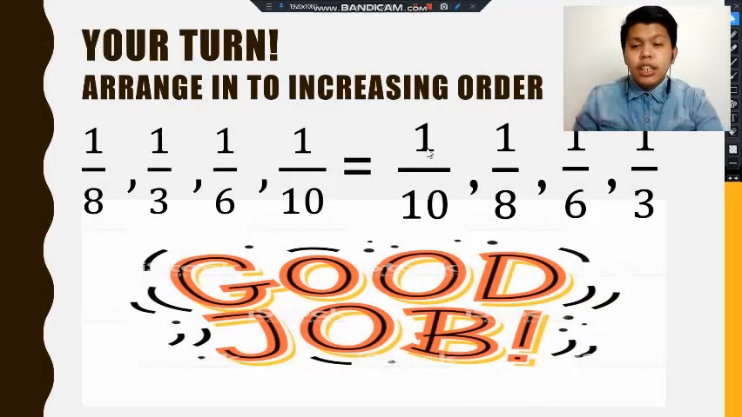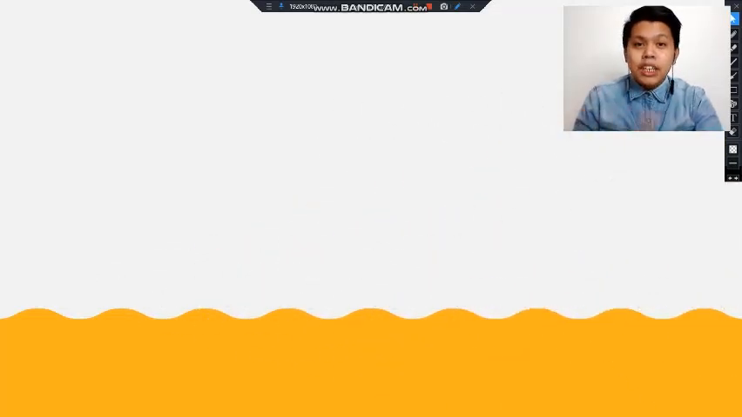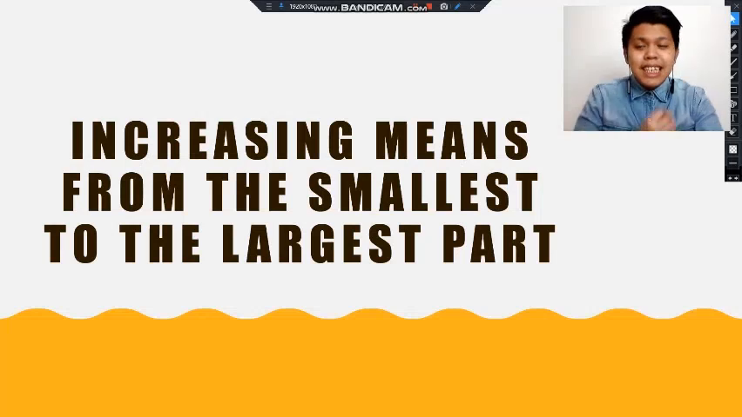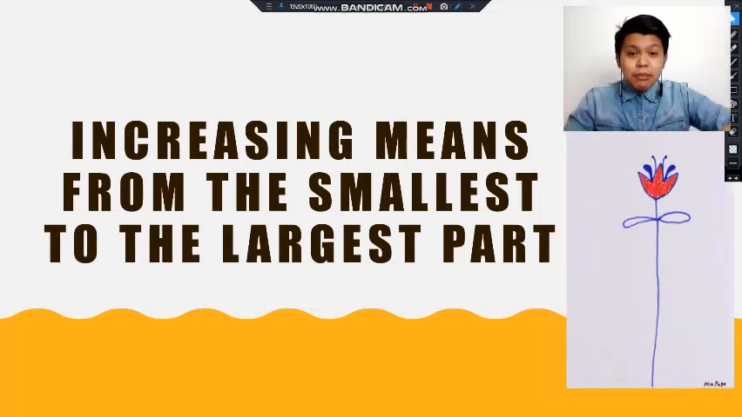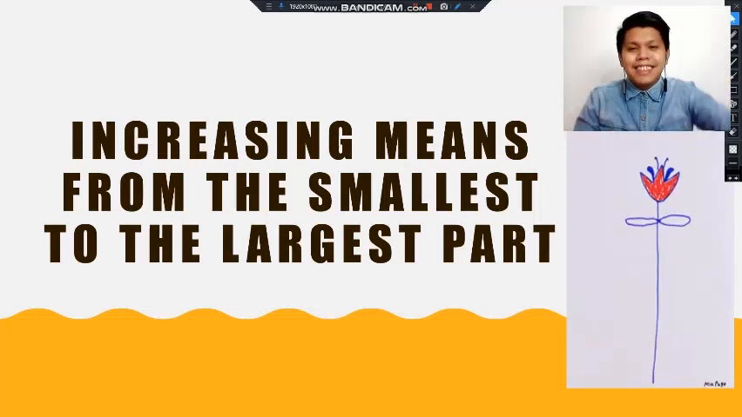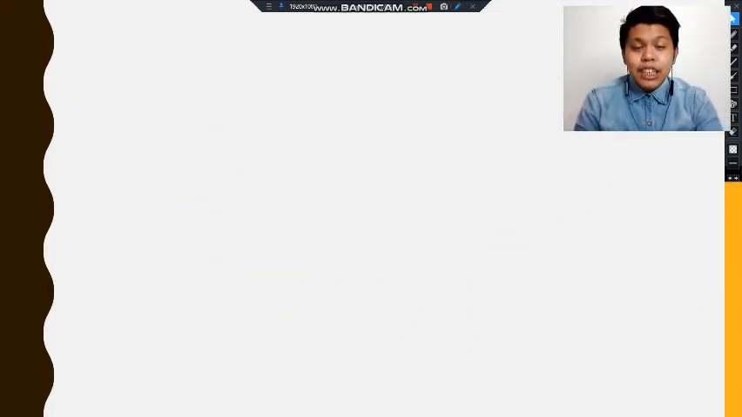Now, let's go to our next topic. If we are done with increasing order, next is decreasing. But remember this, increasing means from the smallest to the largest part. Okay? So just like this one. Increasing means growing from the small seed growing to a big plant. Okay, so let's now go to arranging decreasing order.